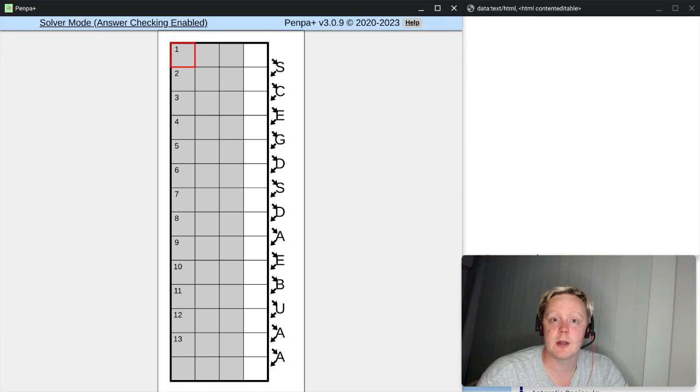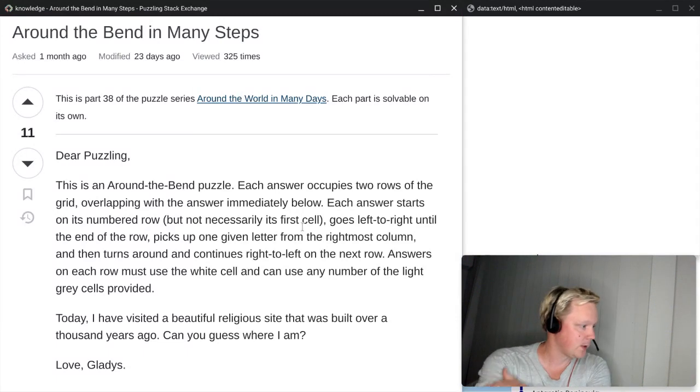Today's episode is number 38 and it's titled Around the Bend in Many Steps. So today we're going to do what's called an Around the Bend crossword. The grid is on the screen. It's sort of a tall grid, but narrow. Let's look at the rules and see where we might be this time.